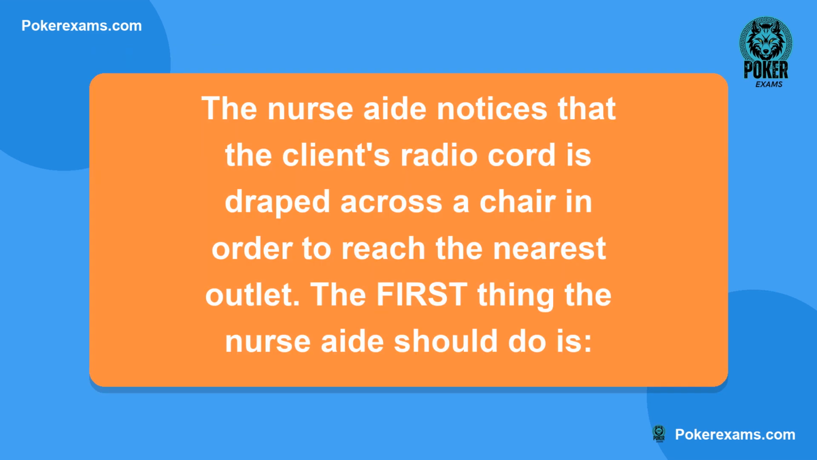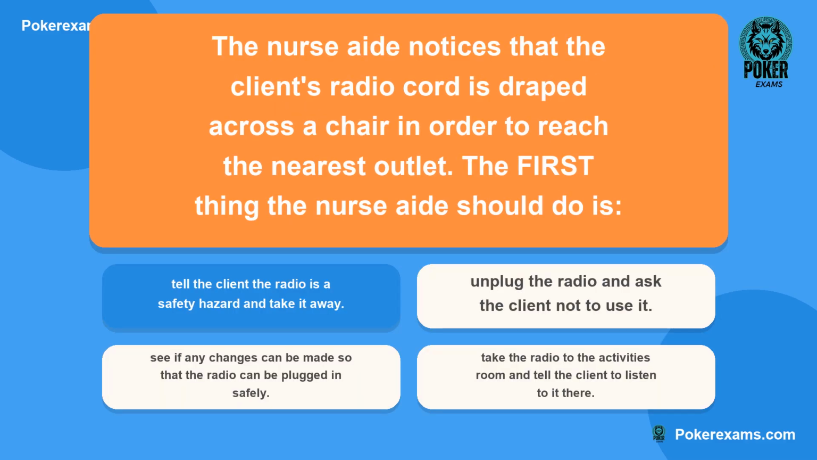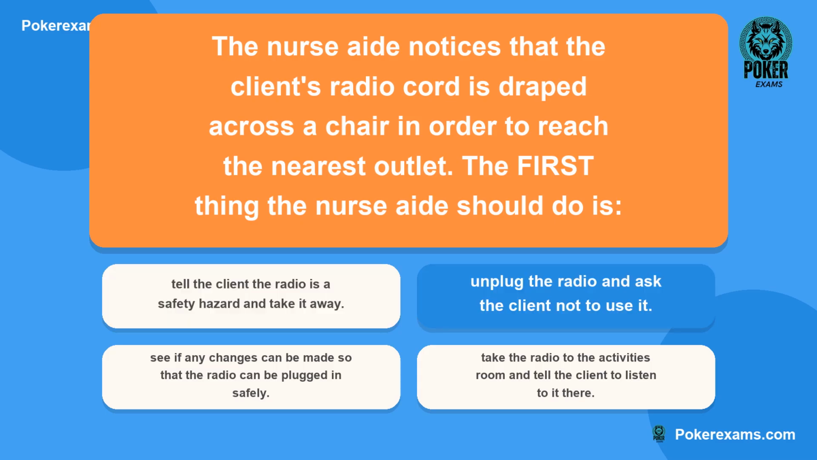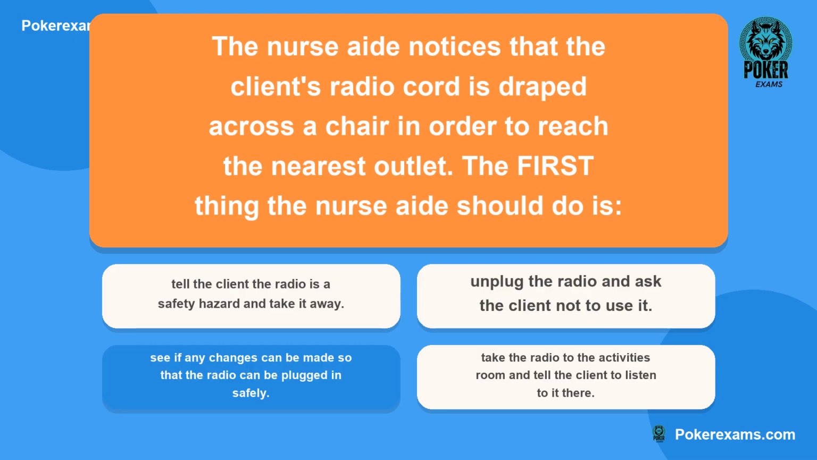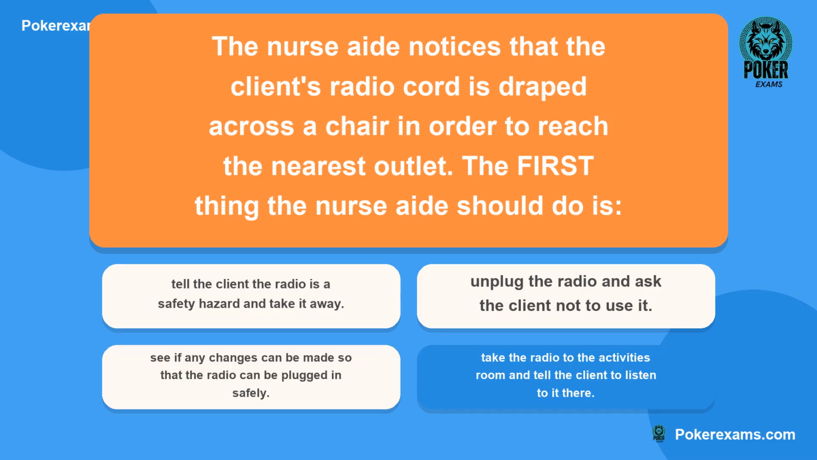Next question. The nurse aide notices that the client's radio cord is draped across a chair in order to reach the nearest outlet. The first thing the nurse aide should do is, is it A, tell the client the radio is a safety hazard and take it away? Or B, unplug the radio and ask the client not to use it? Could it be C, see if any changes can be made so that the radio can be plugged in safely? Or lastly D, take the radio to the activities room and tell the client to listen to it there?